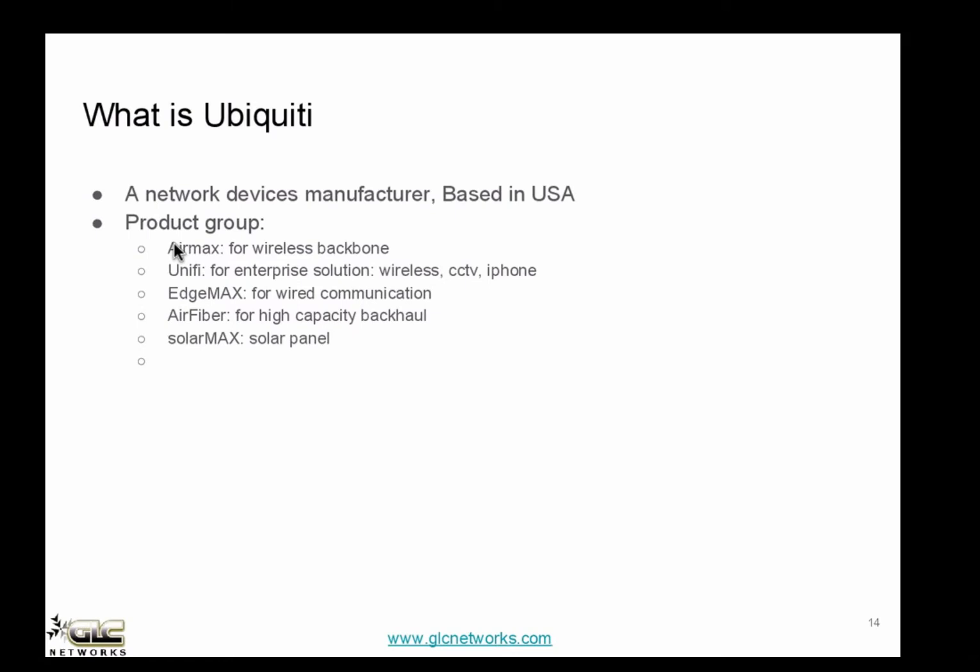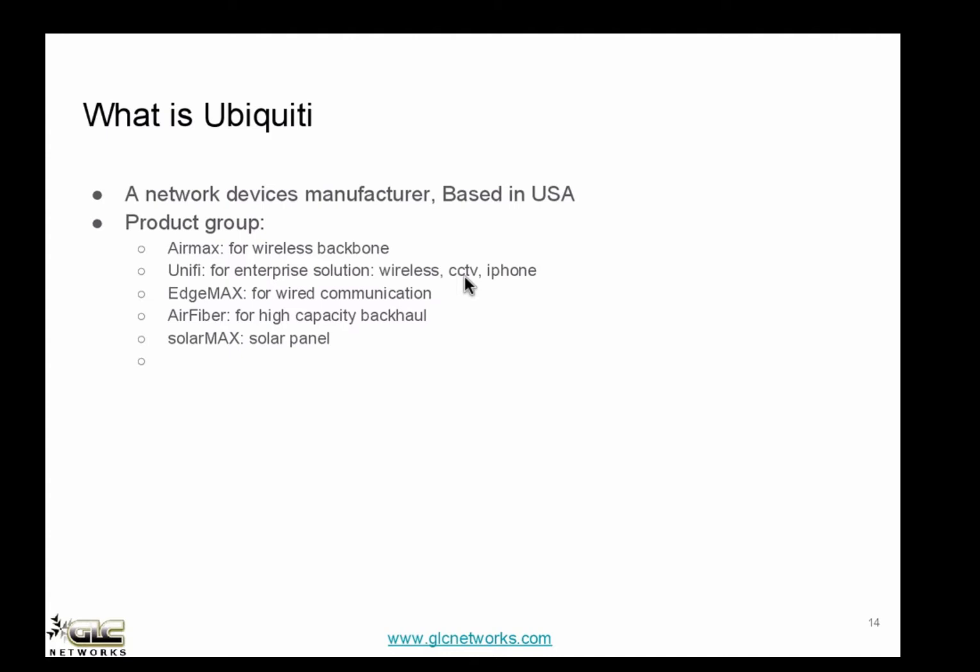For example, AirMax is a product group for wireless backbone. If you want a point-to-point or point-to-multipoint backbone, you can use AirMax. And then they have UniFi, a product group for enterprise solutions. Enterprise means a company, a solution for a big organization. For example, if you have a campus or a big company with lots of buildings and lots of rooms, you can use a solution from Ubiquiti UniFi. For example, they also provide wireless access points, and they also provide CCTV and IP phones.